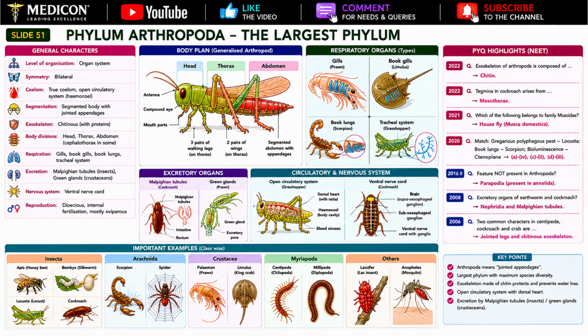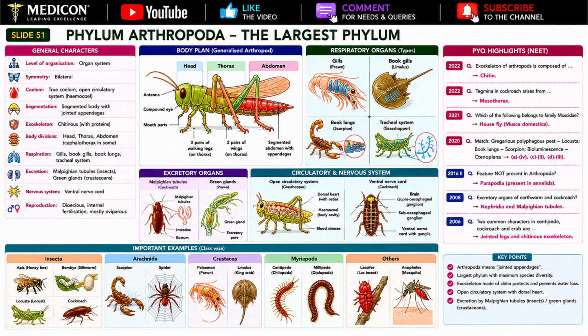Phylum Arthropoda, the largest phylum. It has organ system level of organization. The symmetry is bilateral symmetry. Coelom is true coelom. Open circulatory system, hemocoel. Segmentation, segmented body with jointed appendages can be seen. Exoskeleton, chitinous with proteins. Body divisions, head, thorax and abdomen. Cephalothorax in some. Respiration, gills, book gills and book lungs. Tracheal system, excretion, Malpighian tubules, insects, green glands, crustaceans. And nervous system, ventral nerve cord, reproduction, dioecious, internal fertilization and mostly oviparous.